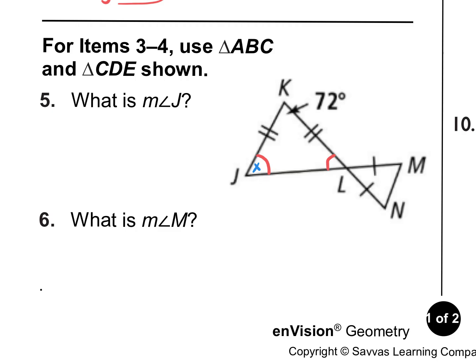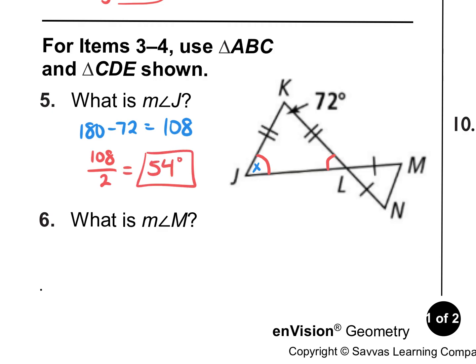What's a good first step we can take to solve for this missing angle? Yep, we can take 180 minus 72, which is 108. What we just found is that these 2 angles together equal 108 degrees. How do I find one of them? Yep, take 108 divided by 2, which is 54. Okay. With questions that have multiple parts, what I want you to do is go ahead and label it in your picture. So what we just found, this is 54, which means this angle is also 54.